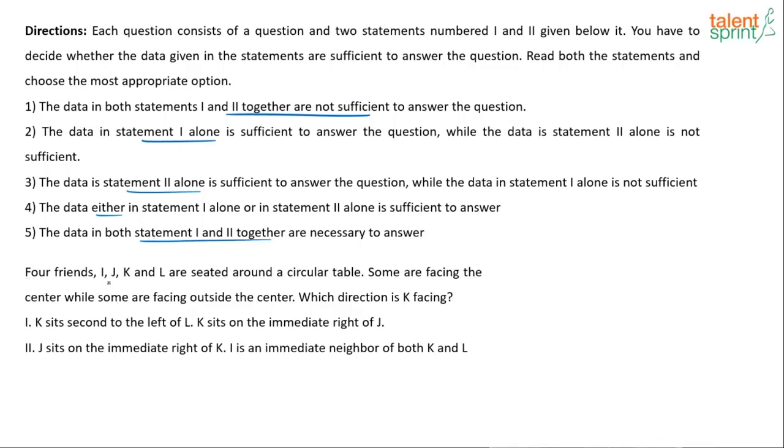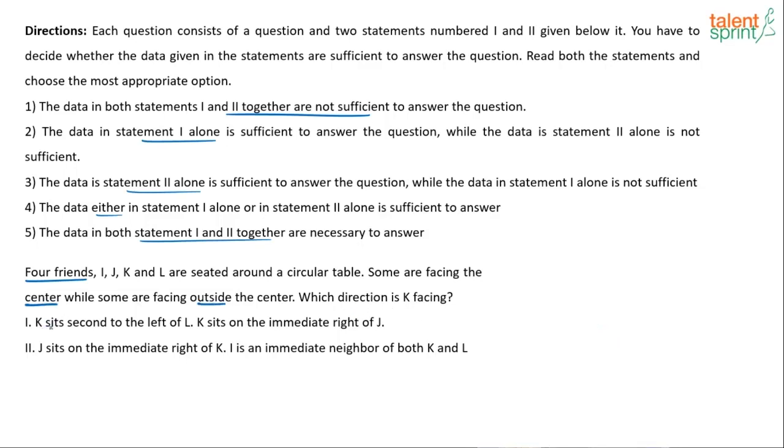4 friends I, J, K and L are seated around a circular table. Some are facing the center while some are facing outside the center. Which direction is K facing? Now, it's a circular arrangement with only 4 persons, I, J, K and L. The challenge is some are facing center and others are facing outside. We need to find out what direction K is facing. So, let's look at it.